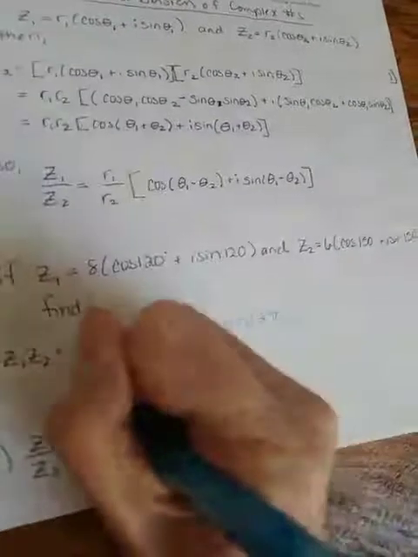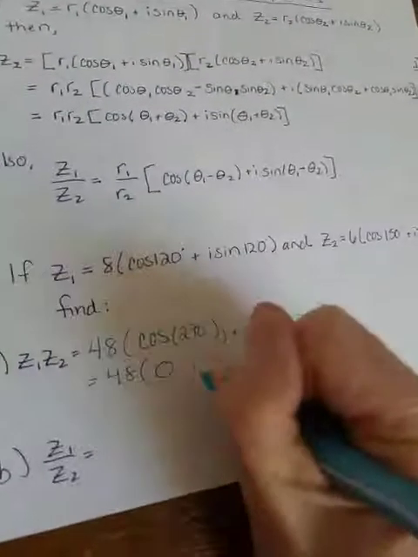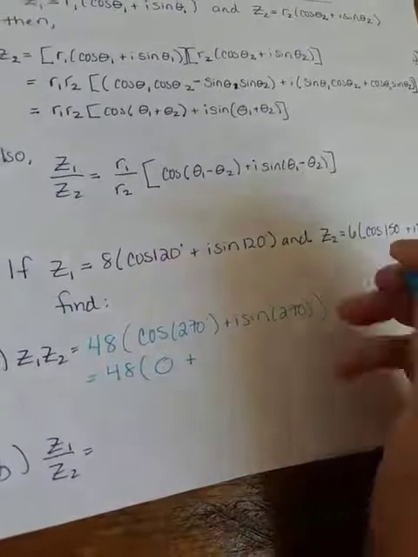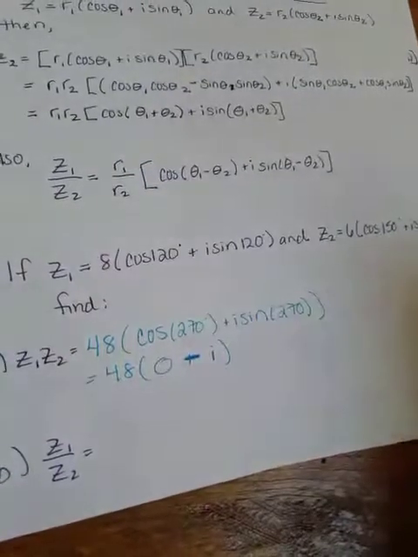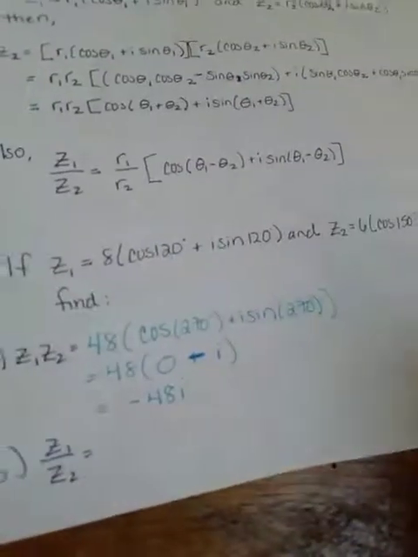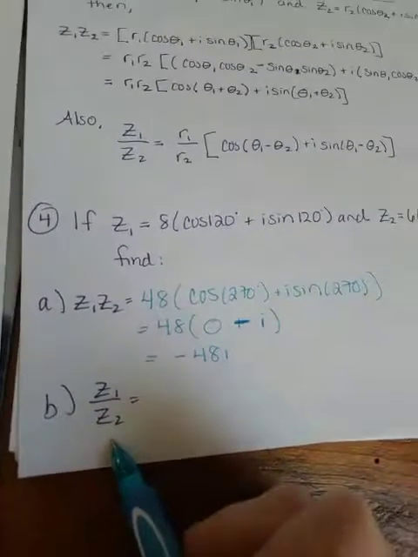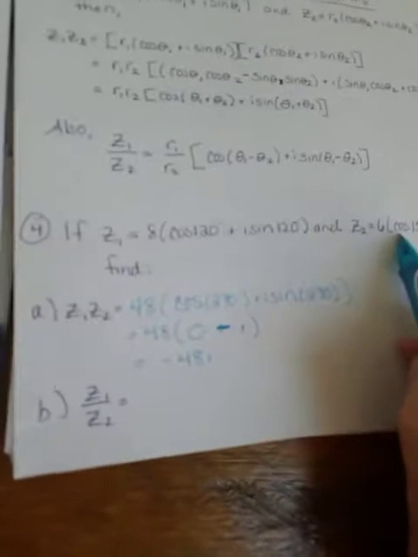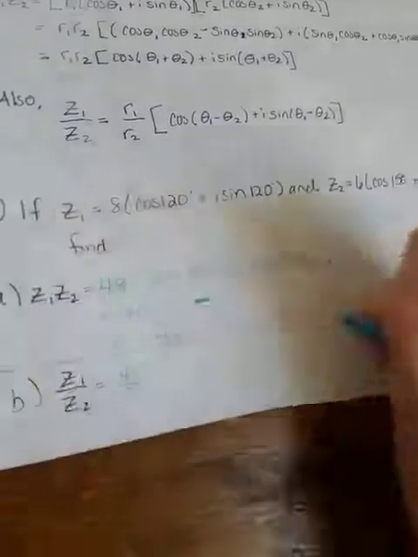Okay, so now I just need to simplify. I need to know that the cosine of 270 is going to be 0, and the sine of 270 is negative 1. So really this is a negative i here. So my final answer is negative 48i, and I'm done. Okay, if I asked you to divide them, z sub 1 divided by z sub 2, I take my 8 divided by 6. We know 8 divided by 6 is 4/3, so we'll save ourselves some simplifying there.